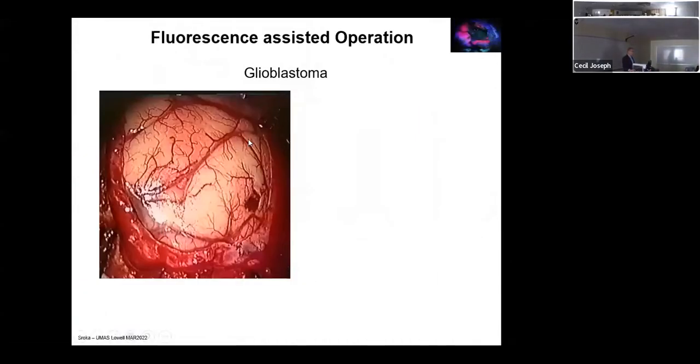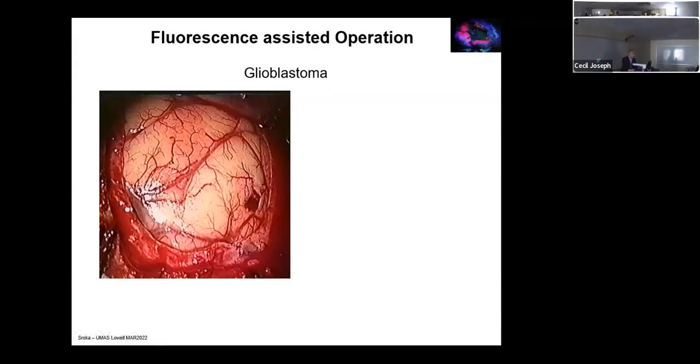Let's go further. What about the fluorescence or the selectivity of this 5-ALA? When you open a skull to remove a tumor inside, due to this opening, sometimes the brain is moving a little bit, so it's called brain shifting. And what we see here is the leather skin around the brain.